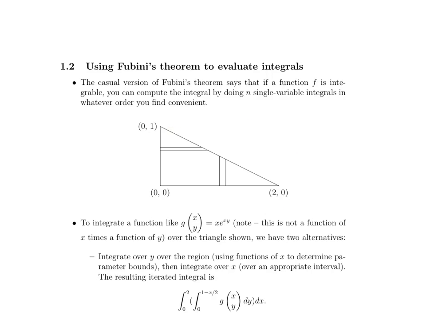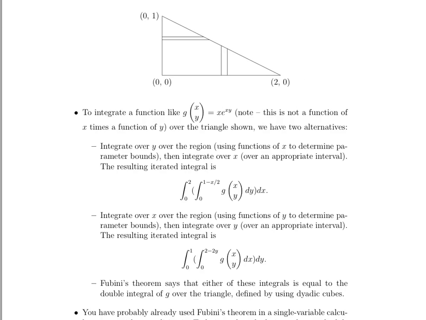And we have two different alternatives when it comes to saying we can compute the integral by doing n single variable integrals in whatever order we find convenient. Note that for us, because there are two variables, x and y, that means we can do two single variable integrals in whichever order we find convenient. So let's take a look at these two alternatives. Our first option is to integrate over y over the region, using functions of x to determine parameter bounds, and then integrate over x over an appropriate interval.